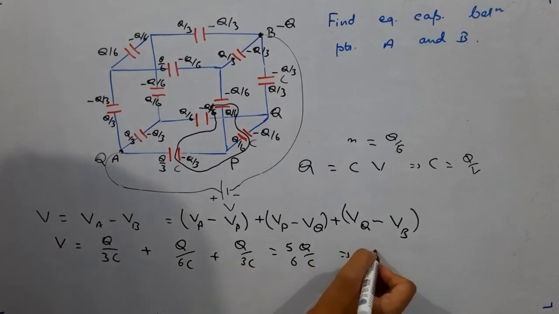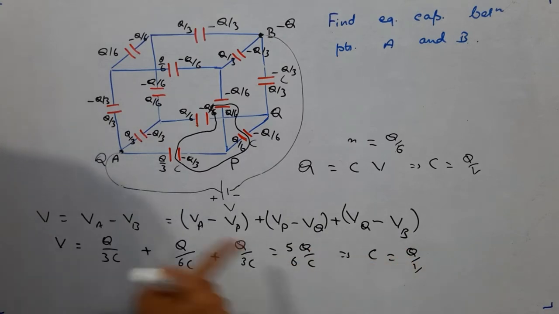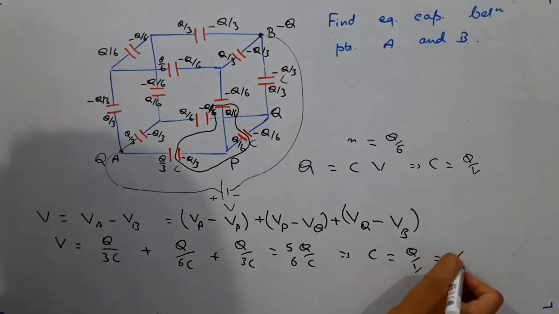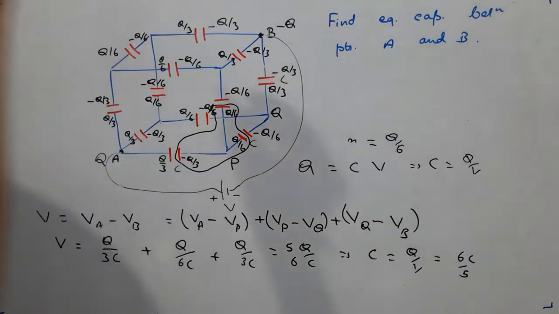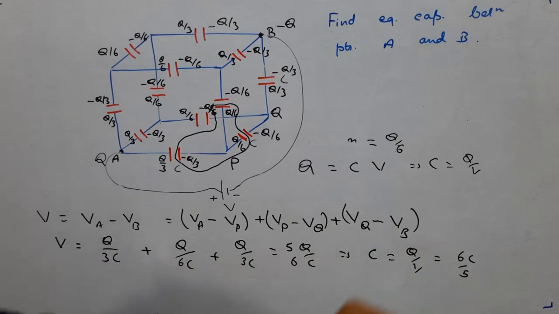Therefore, capacitance C is equal to Q upon V. Now you can see Q upon V will become 6C upon 5. So this is the answer to this particular question. The equivalent capacitance between diagonally opposite points will be 6 by 5 times the individual capacitance. Is it clear, students? Okay.